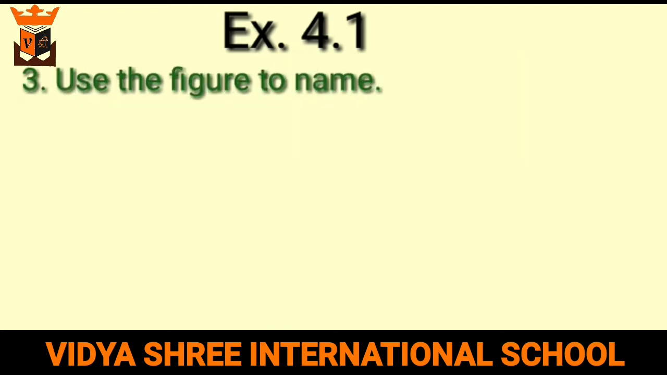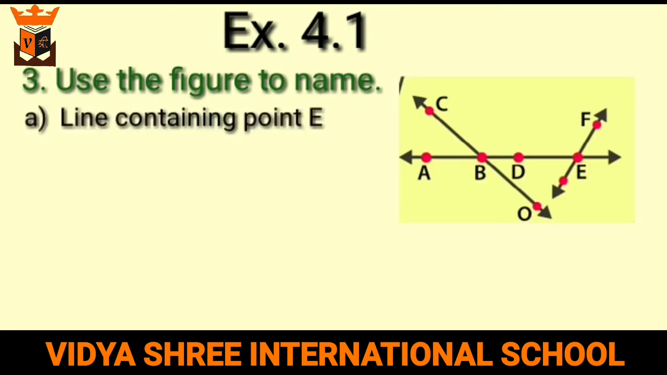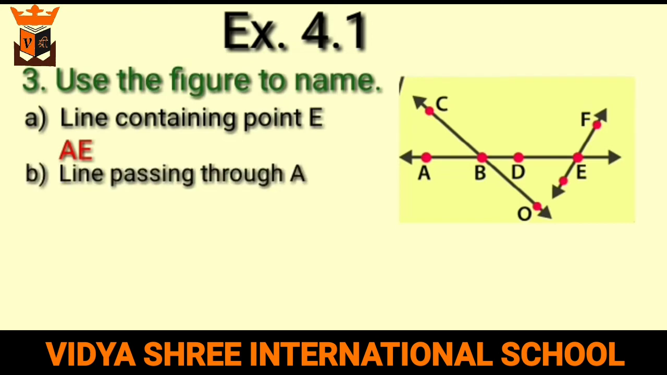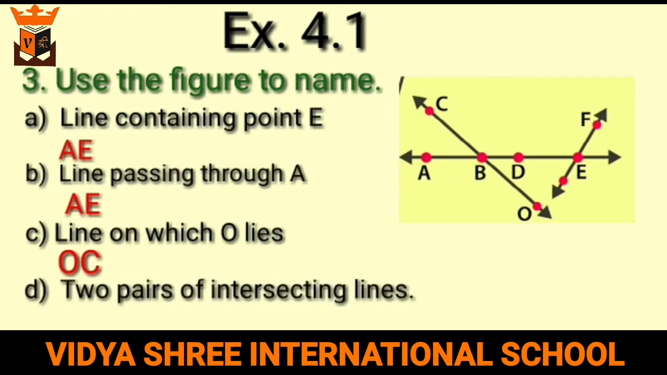Question number 3, use the figure to name. First part is a line containing point E. So here AE is a line which contains point E. B part, a line passing through A. So here line AE is passing through A. C part is a line on which O lies. So on line OC, point O lies. D part, two pairs of intersecting lines. CO and AE is one pair and AE and EF is another pair of intersecting lines.